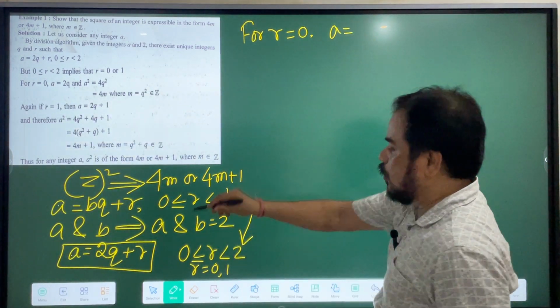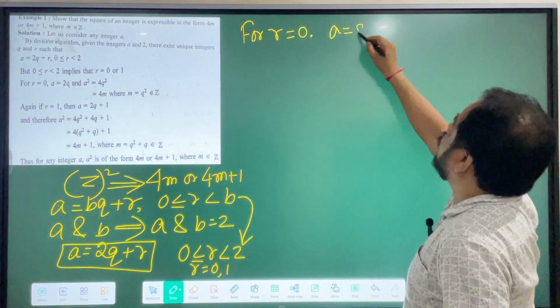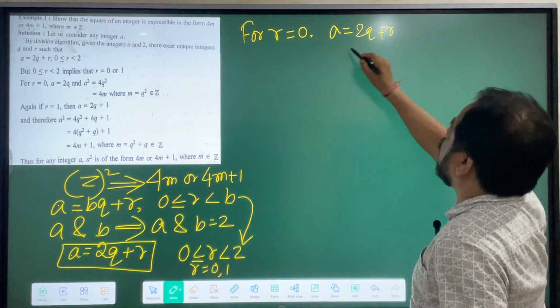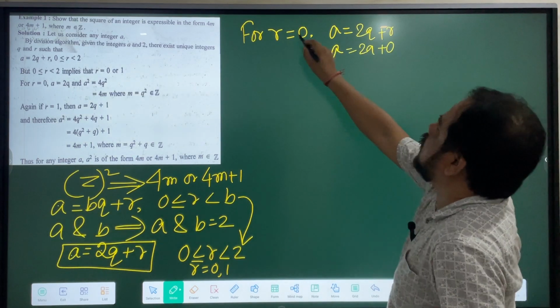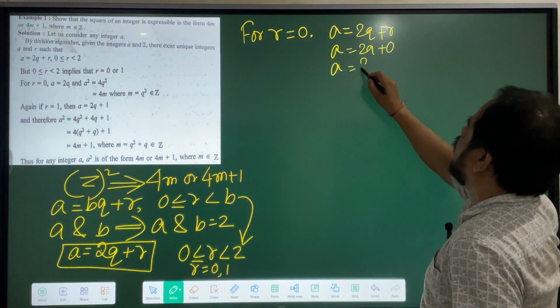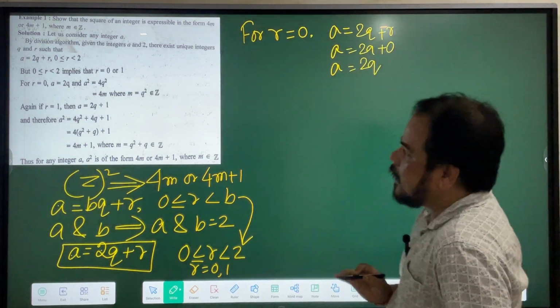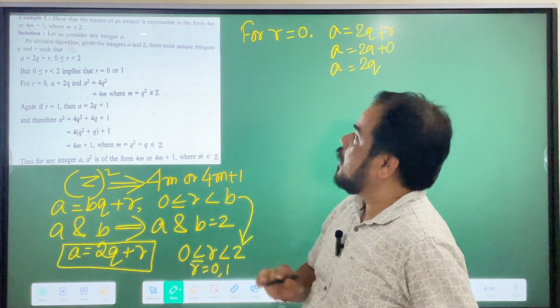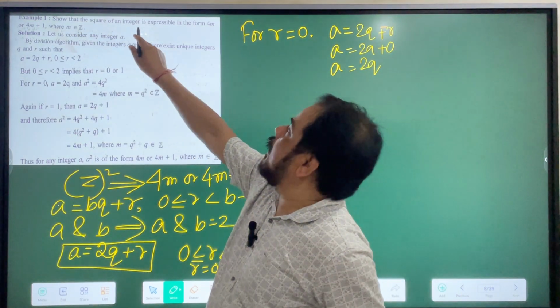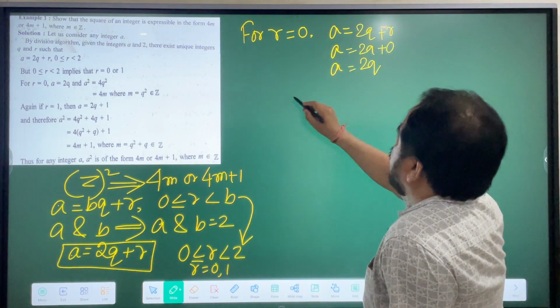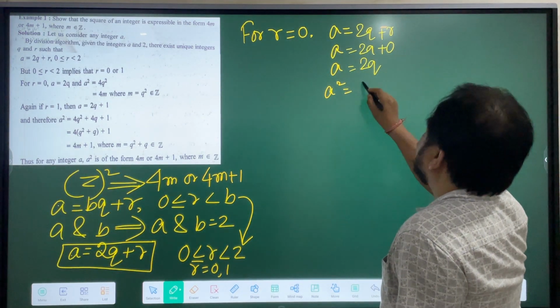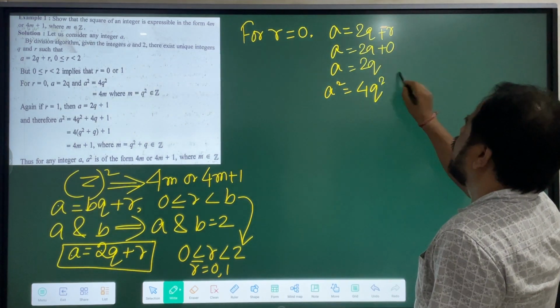A is equal to 2Q plus R, or A is equal to 2Q plus 0, R is equal to 0, or A is equal to 2Q. Here this is not finished. Square of any integer, so we have to square both sides. So A square is equal to, directly I can write, 4Q square.